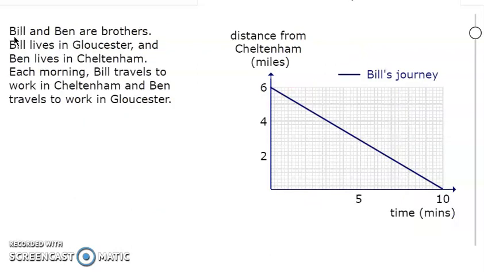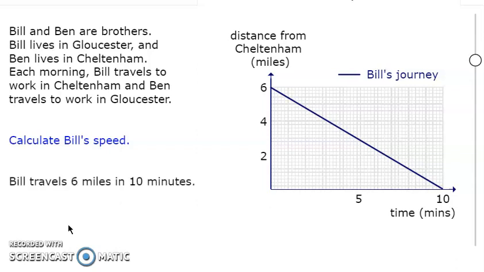Now the next part. Bill and Ben are brothers. Bill lives in Gloucester and Ben lives in Cheltenham. Each morning Bill travels to work in Cheltenham and Ben travels to work in Gloucester. Calculate Bill's speed.